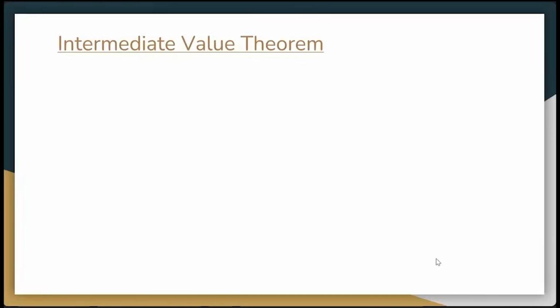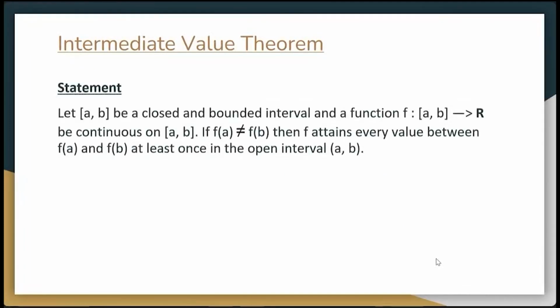The statement is that let [a, b] be a closed and bounded interval and a function is defined from the closed interval [a, b] to R such that the function is continuous. If f(a) is not equal to f(b), then f attains every value between f(a) and f(b) at least once in the open interval (a, b).